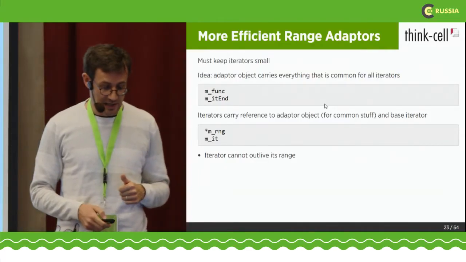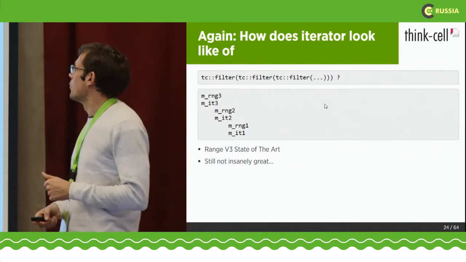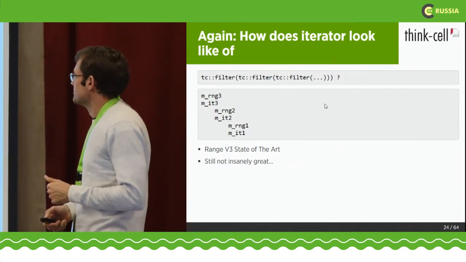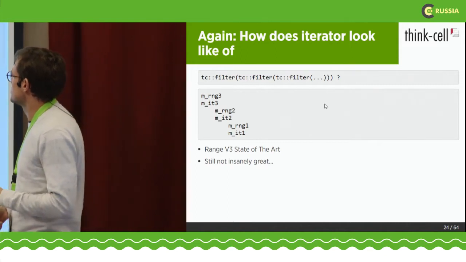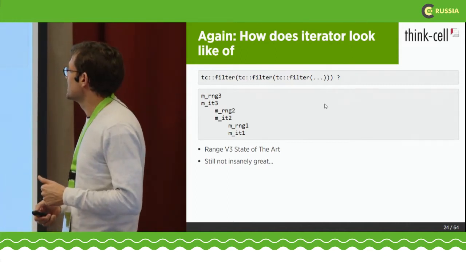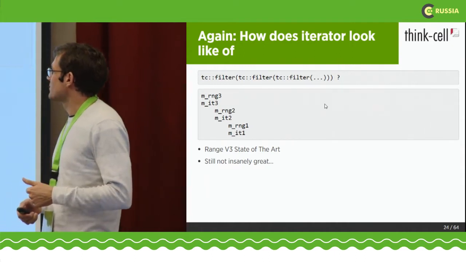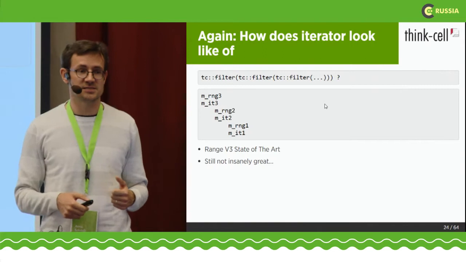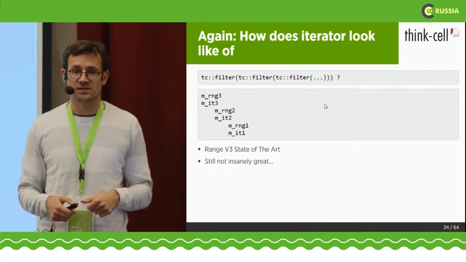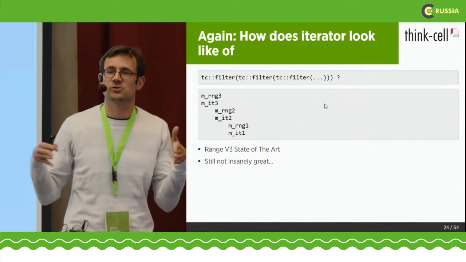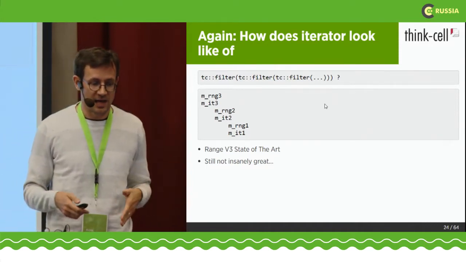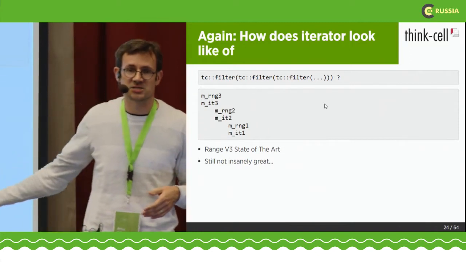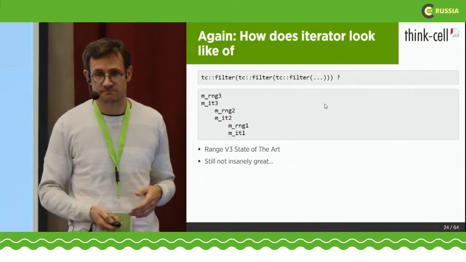And whenever they need the end iterator or the functor, they go to the range object and get it from there. Consequence: iterators cannot outlive the range. And this is now what you get. Well, it's still not insanely great. So your outer iterator contains a pointer to its range object. But then, of course, the base iterator again contains a pointer to the base object, and so on. So you still get this linear growth in the size of iterators. And that's range v3, the standard state of the art. That's all they have.